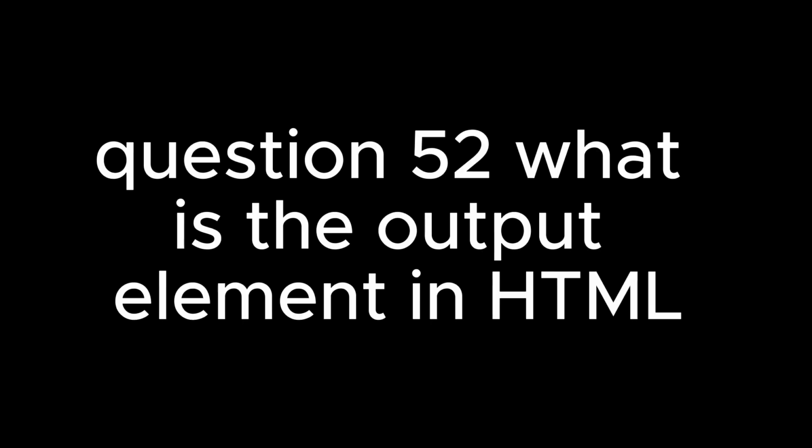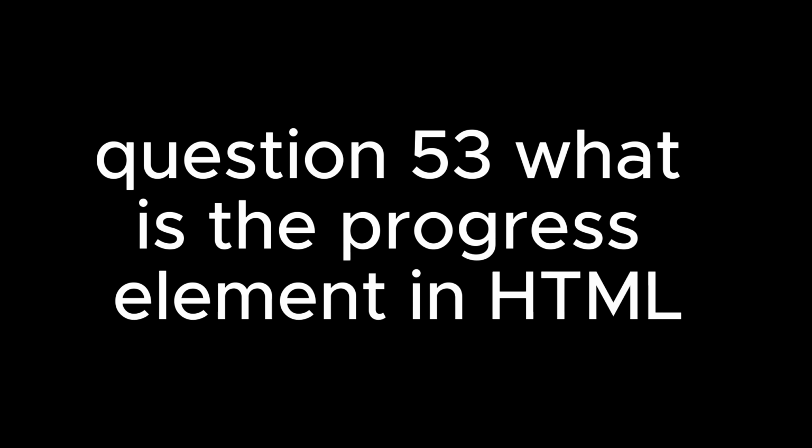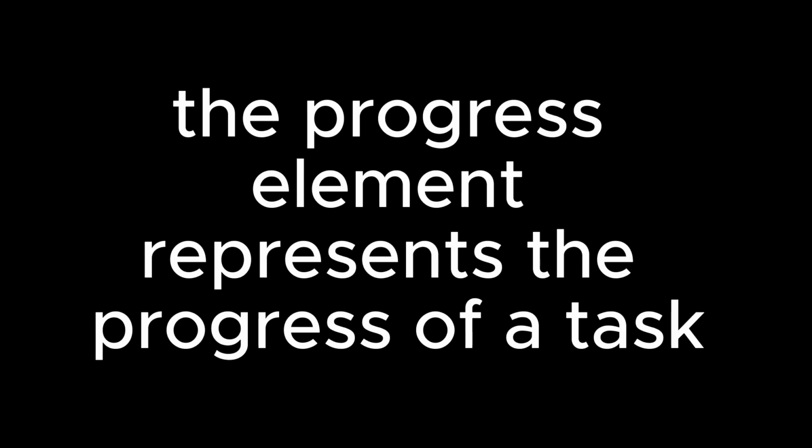Question 52. What is the output element in HTML? Answer. The output element represents the result of a calculation or user action. Question 53. What is the progress element in HTML? Answer. The progress element represents the progress of a task, like a download or a web page loading.